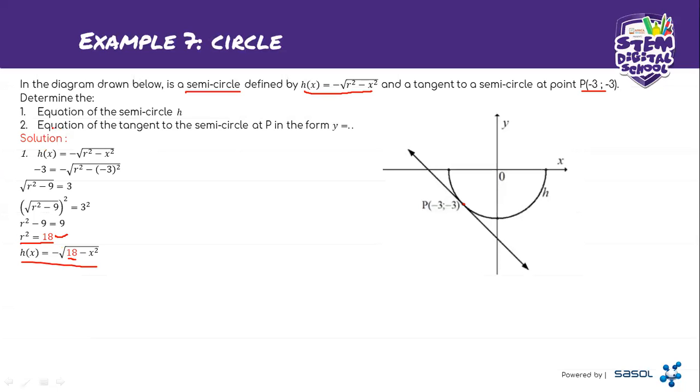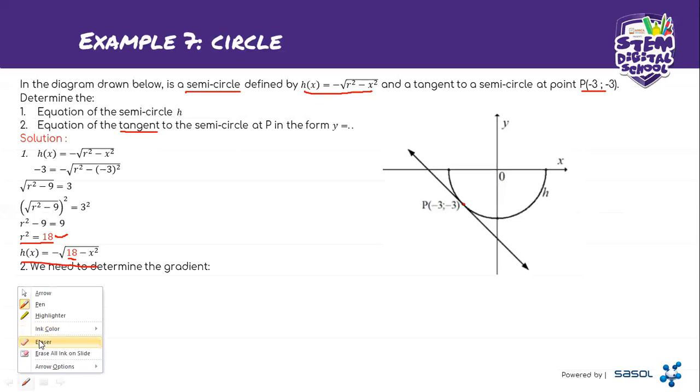The second question: equation of the tangent to a circle. Now remember, the tangent is a straight line, right? And for us to determine the equation of a straight line, we need a point and a gradient. Let's see how we can determine the gradient. As for the point, we have point P. But the problem now is to get the gradient, or how do we get the gradient now?